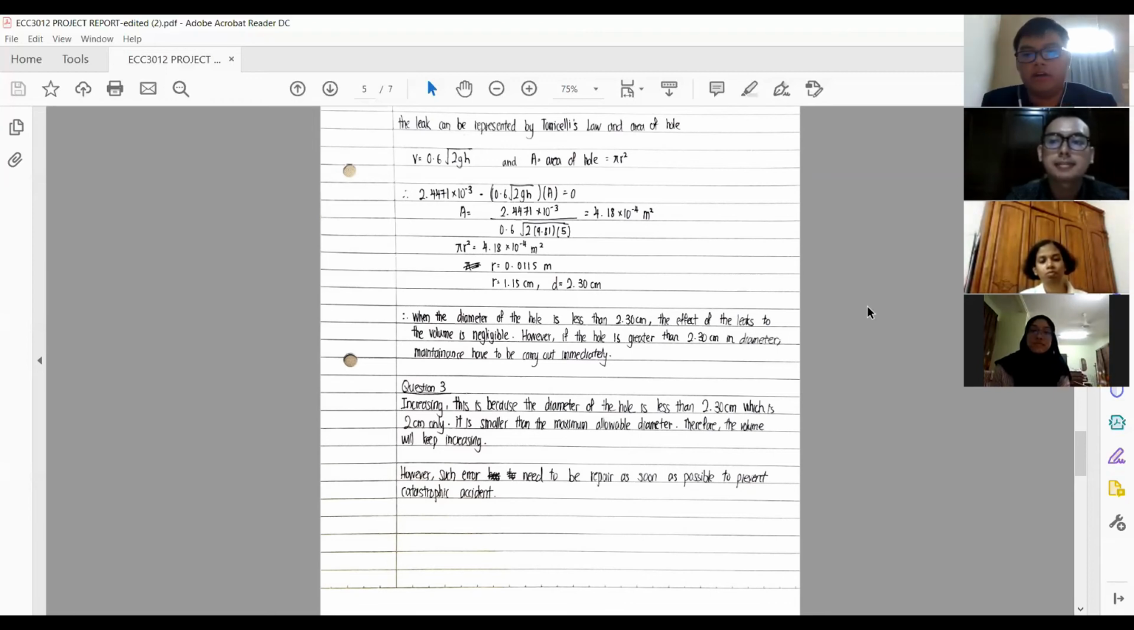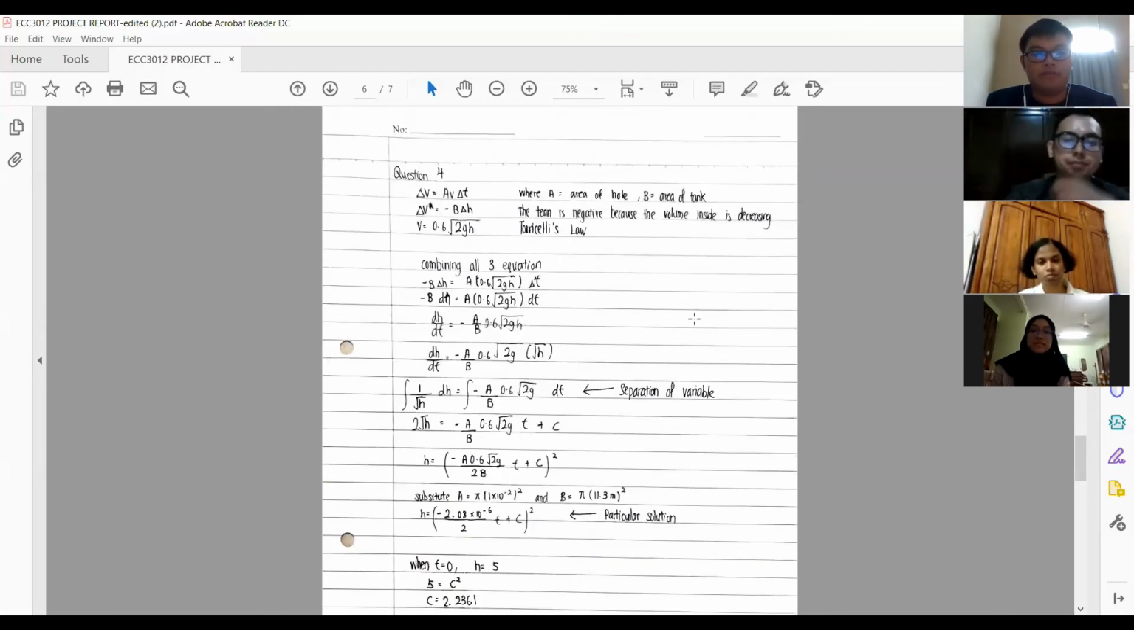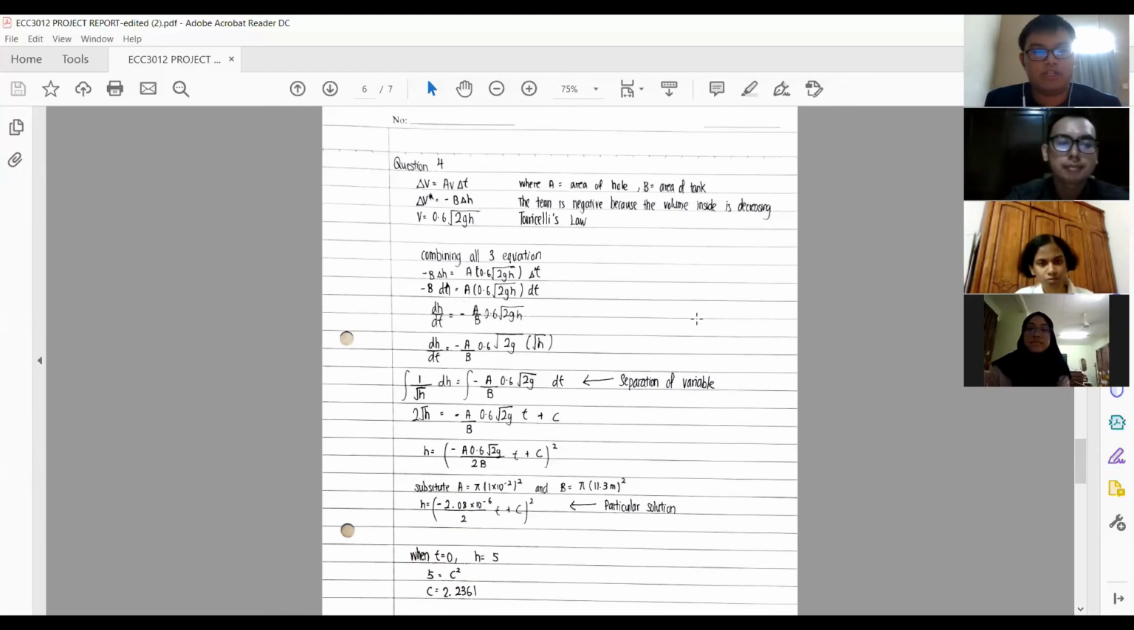All right, thank you, Alif. Now I will present the solution for the final question, which is: when the process is stopped, how long will it take for the tank to be empty? So in order to solve this problem, we need to relate 3 equations.